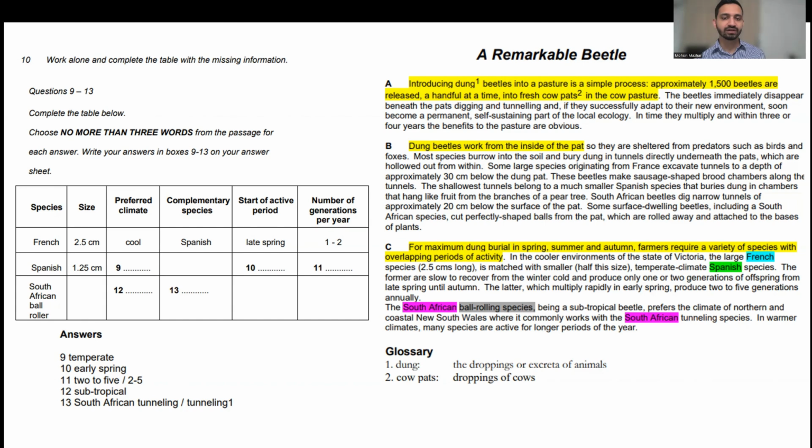In the last paragraph of C, you can see that it mentions information about South African ball roller. Preferred climate is subtropical. It says the South African ball roller species being a subtropical beetle, right? So it gives you that information. And complementary species, what are complementary species? Prefers the climate of northern and coastal New South Wales, where it commonly works with the South African tunneling species. So South African tunneling, or just tunneling, is the correct answer.